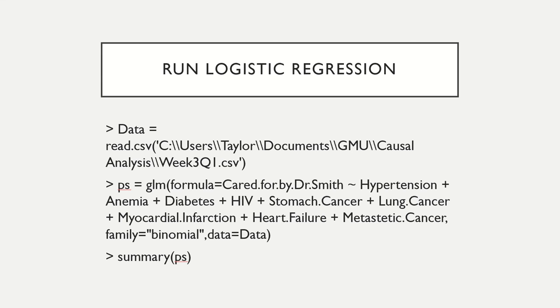The dependent variable is cared for by Dr. Smith, and the independent variables are all of the variables to the right of the squiggle line. The variables are binary, and the data source is data. The third line of code is where I produce the regression output, which is shown on the next slide.